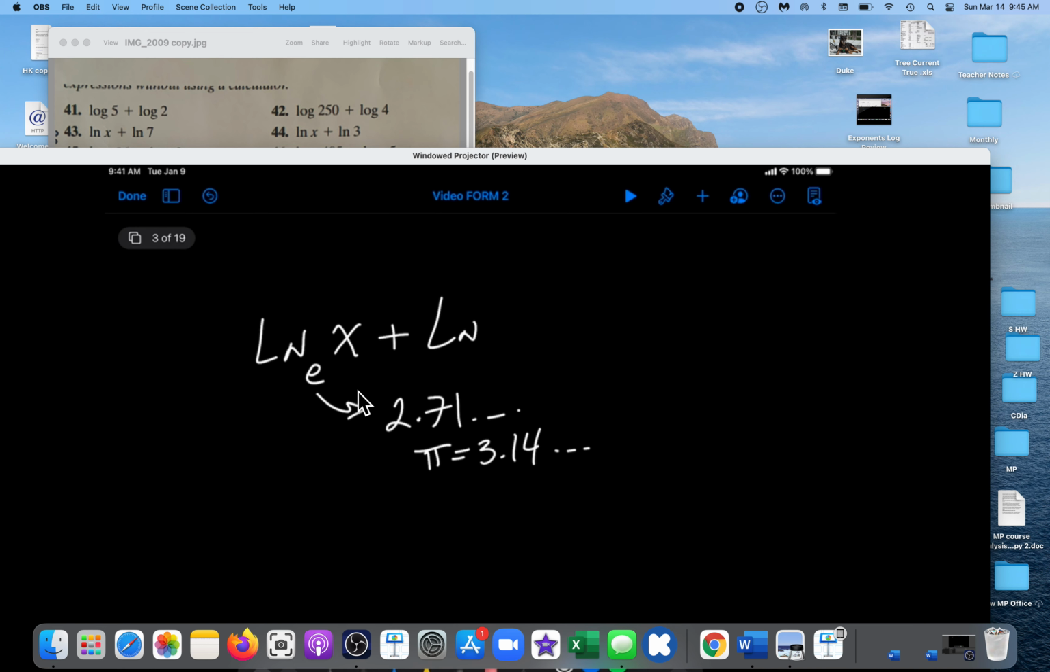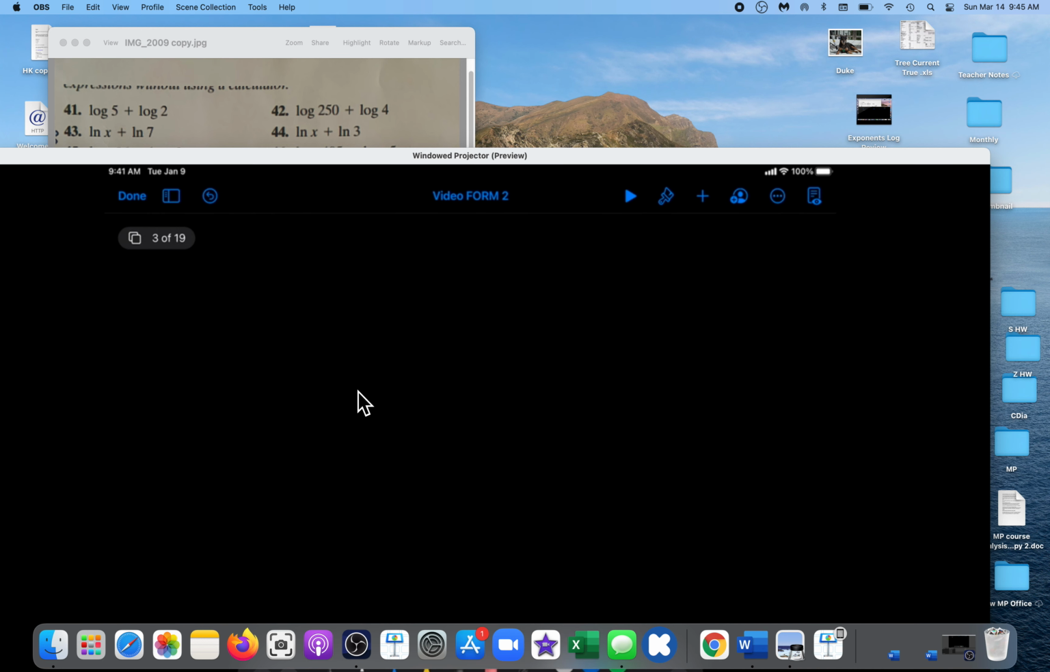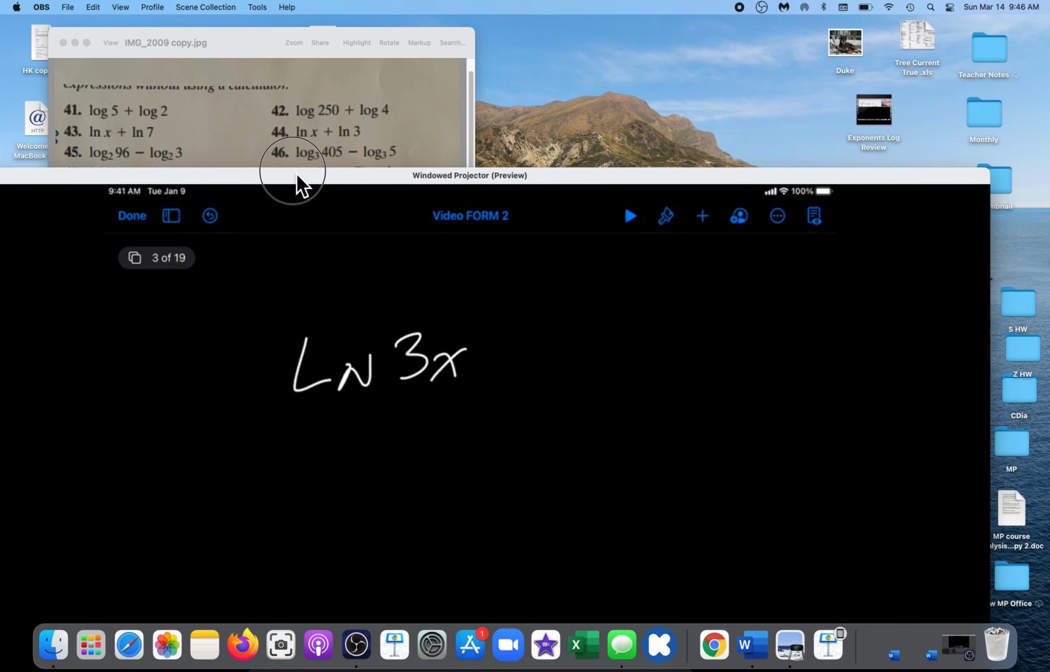So let's do that. Instead of writing the ln word twice, we're going to write it once. The base stays the same, and now we can multiply these. So that would be the condensed version of this. Again, we're only writing ln once instead of twice. Okay, let's go to 46.